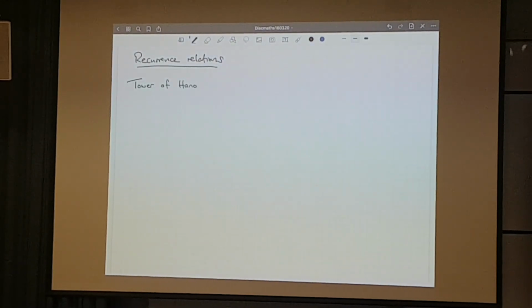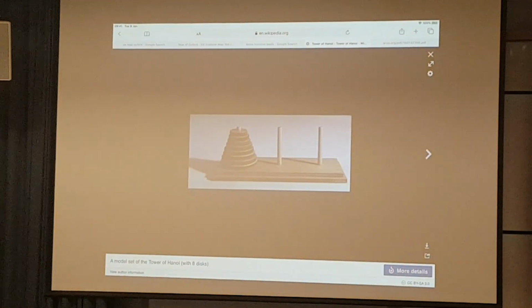In case you haven't seen it, I'll just click Wikipedia. This is the Tower of Hanoi. You get 3 sticks, and you get discs with holes in. The game is to transfer all the discs from the left peg to the right. But the rule is you can only move 1 disc at a time, and you can only put smaller discs on top of bigger discs. Okay?